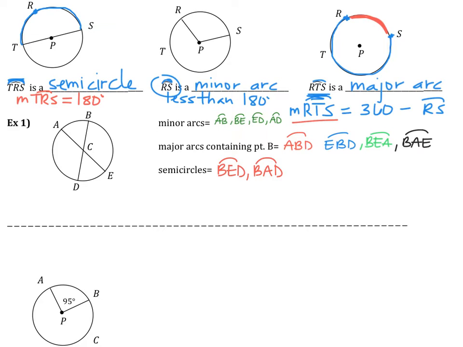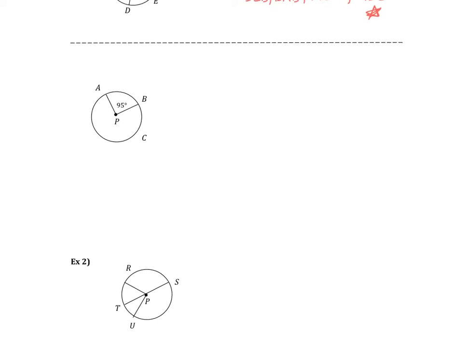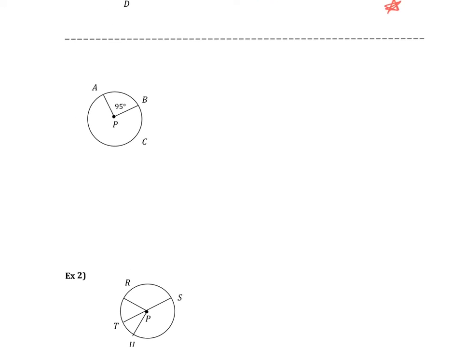And then same thing, if I start at A, ABE would be one, or ADE would be another one. Notice EDA, if I am looking at this last one, if I just switch the order, EDA, that's the same arc. So again, you don't have to name it both ways, just one way is fine. Okay, so that's a lot about how you're naming them.